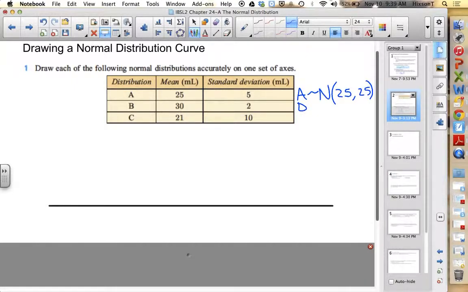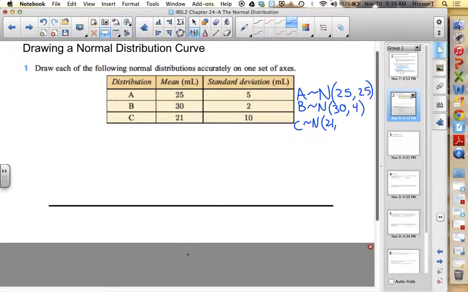B would be distributed normally, 30 comma 4. Yeah, 30, and the variance would be 4. Okay? And then C is distributed normally with a mean of 21 and a variance of 100. Okay? So that data is very spread out.